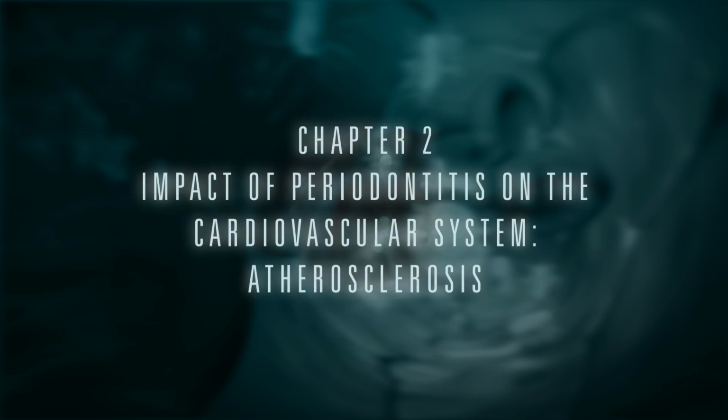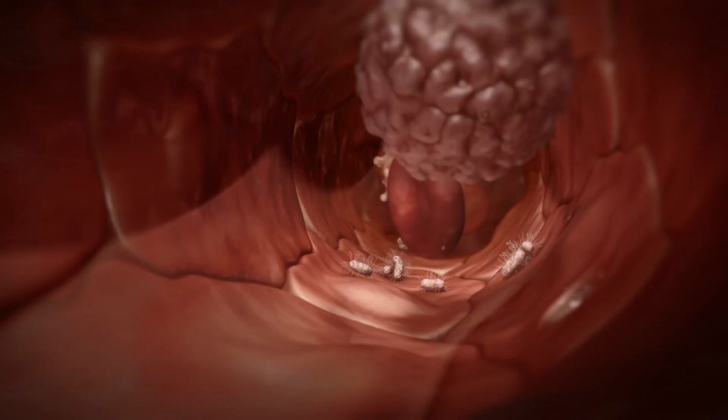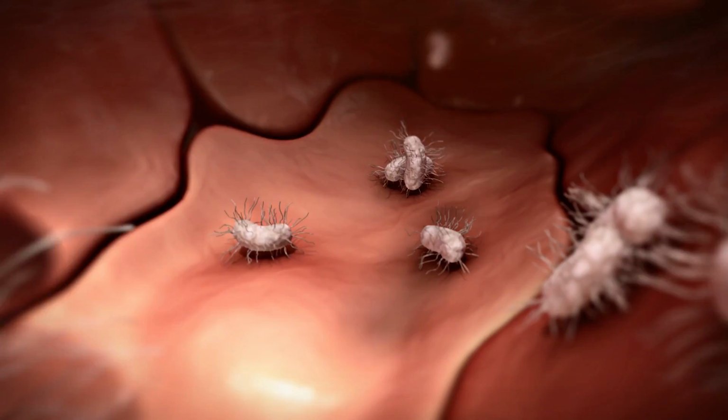Some bacteria can penetrate the endothelial cells that line the blood vessels. Well hidden from the immune system, these bacteria can multiply and infect other cells of the vascular wall, the endothelial cells.